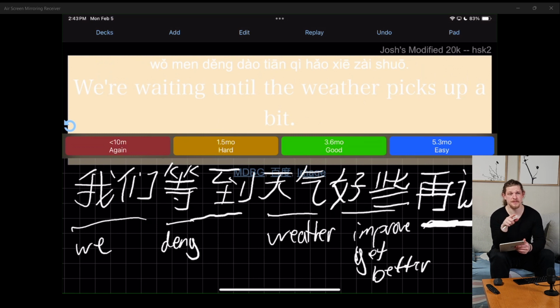and write the characters in the air. It will help tie the physical action of your mouth to the physical action of your finger while you try to write out that character and pronounce it. It's just one extra little physical muscle memory movement to help lock that into your long-term memory, right? So you just write them out each. 我们等到天气好些再说 and work on the characters.